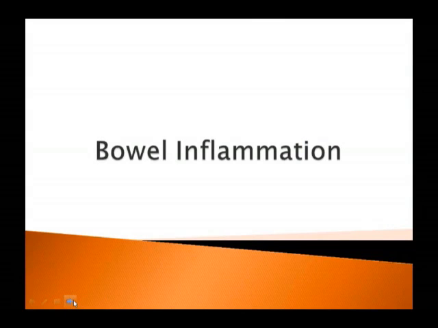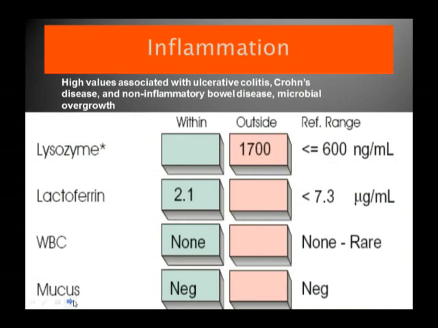All right, bowel inflammation is a major problem that we see with many kids on the spectrum. And there's a couple things to remember here with respect to inflammatory markers. When you do a comprehensive digestive stool analysis, what you're going to be evaluating under the inflammation section are generally 4 things: lysozyme, lactoferrin, WBCs, which is white blood cells, and mucus.